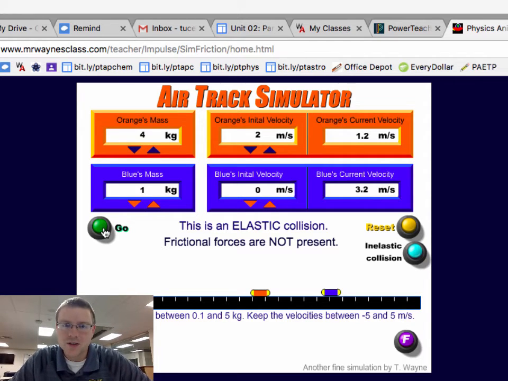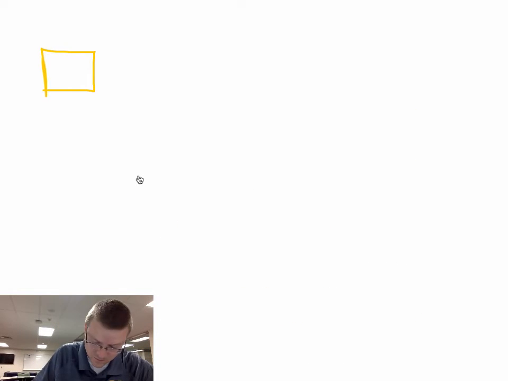After the collision's over, you can see that the orange mass is still heading to the right at 1.2. It lost a little bit of its velocity. The blue cart has now picked up a lot of velocity. 3.2 is its current speed. So let's show that momentum must be conserved.